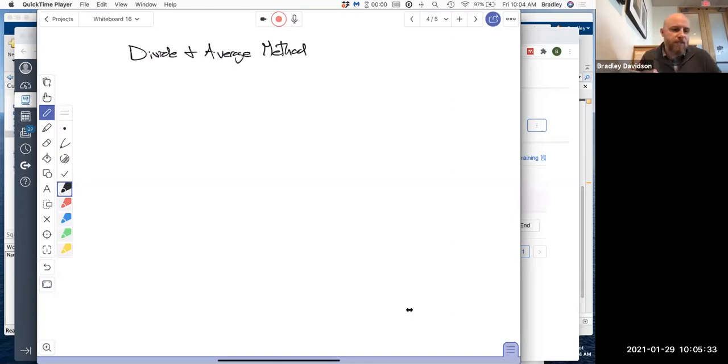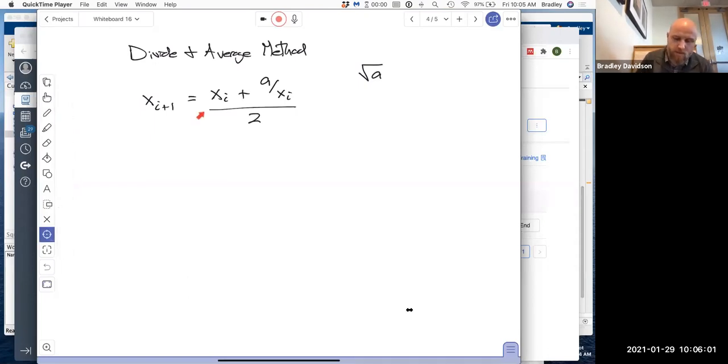And so what this is saying in the divide and average is, I'm going to write out, x sub i plus 1 is equal to (x sub i plus a divided by x sub i) divided by 2. Okay, and this is if we're taking the square root of the value a. And so essentially what we're saying here is that this x sub i is going to be an approximation. Okay, and I want to emphasize that word.